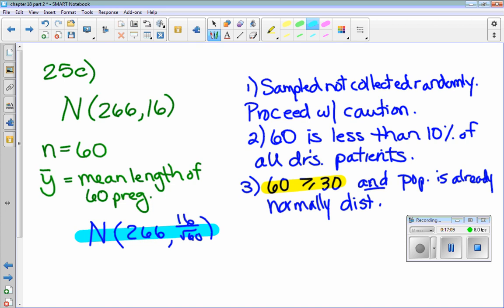Could you randomly select from that 60? Yeah. No. Well, no, because those aren't random, so you could just pick a bunch of people that were early by a month. Exactly. Right.